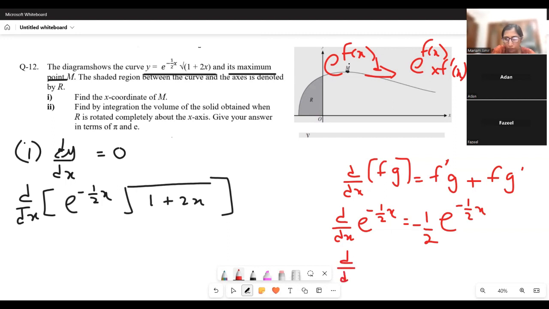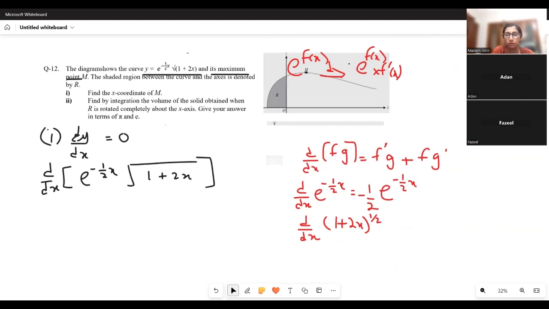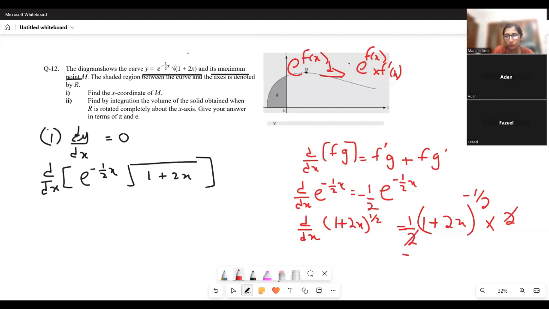Next we differentiate the square root. Instead of the square root I want to write it as power half, so (1 + 2x) power half. Power comes down first, so half (1 + 2x), the power becomes one less, which is minus half, and we multiply with the derivative of 1 + 2x, which is 2. So the 2 and the half cancel out and we just have 1 over (1 + 2x) power half. You can either write it like that or as a radical sign of 1 + 2x.